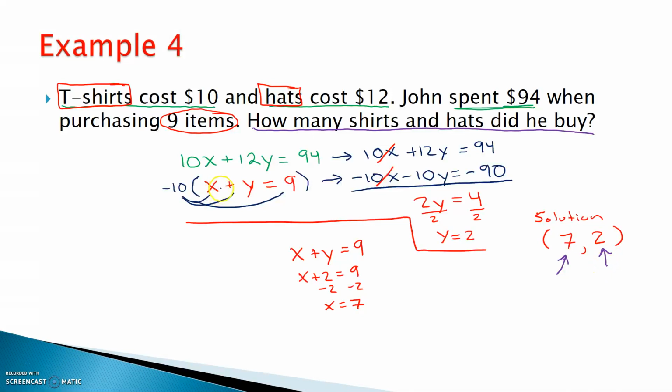The x was representing, it was 10x, 10 t-shirts. So the x is representing the t-shirts. And the y value here is representing the hats. So what does that mean? I need to write a sentence. John purchased 7 shirts and only 2 hats.